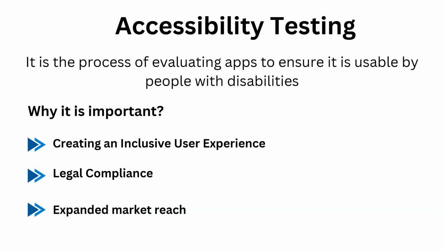Coming to the last point, having an expanded market reach. We talked about the number of people who have some kind of disability. If you are not catering to this audience, then we stand a risk of losing out on a lot of revenue. So these are all the points why accessibility is so important. And to make sure that our applications are accessibility compliant, we need to perform some testing.